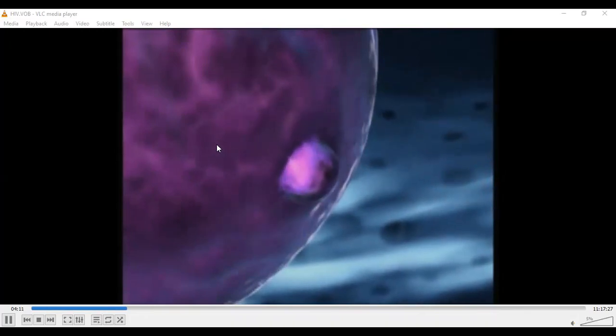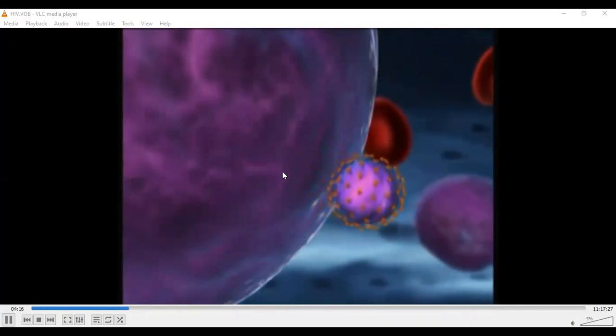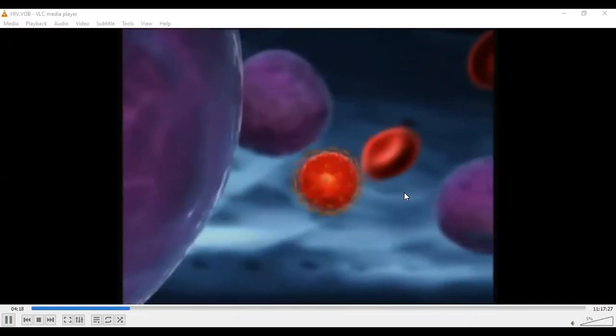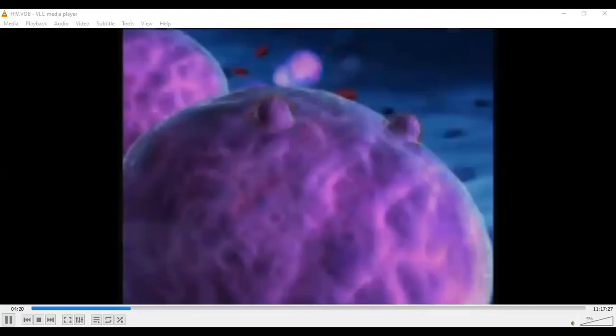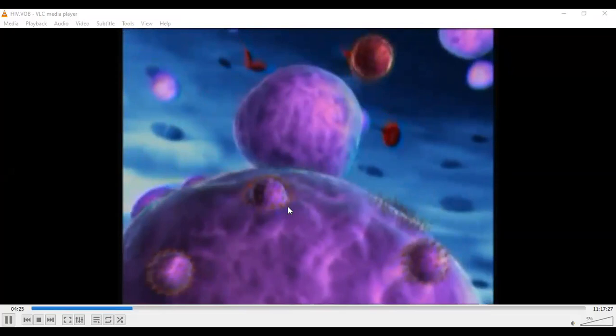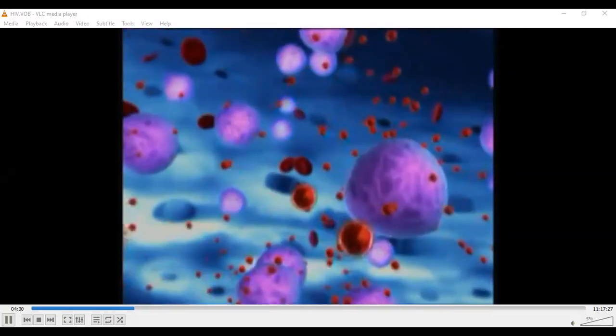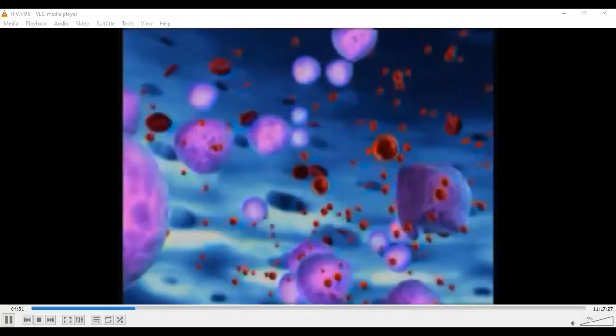Then at the last, it lyses the cell and the virus is released from the cell. You can see billions of viruses are releasing from the cell. So this is the life cycle of virus. I hope you have understood the life cycle of viruses.